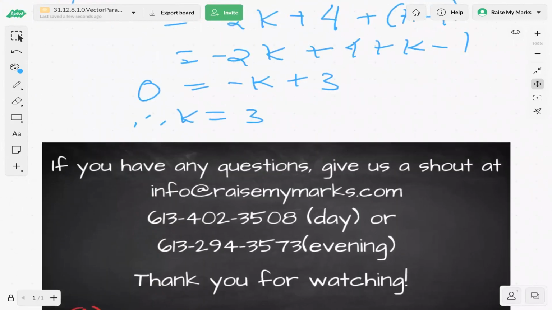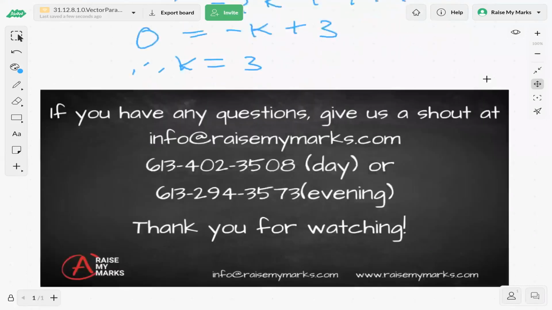So we've used the dot product a couple of times, 2 different times, to find the angle between two lines and to determine the direction vectors for lines that are perpendicular. Well, this brings us to the end of our session.